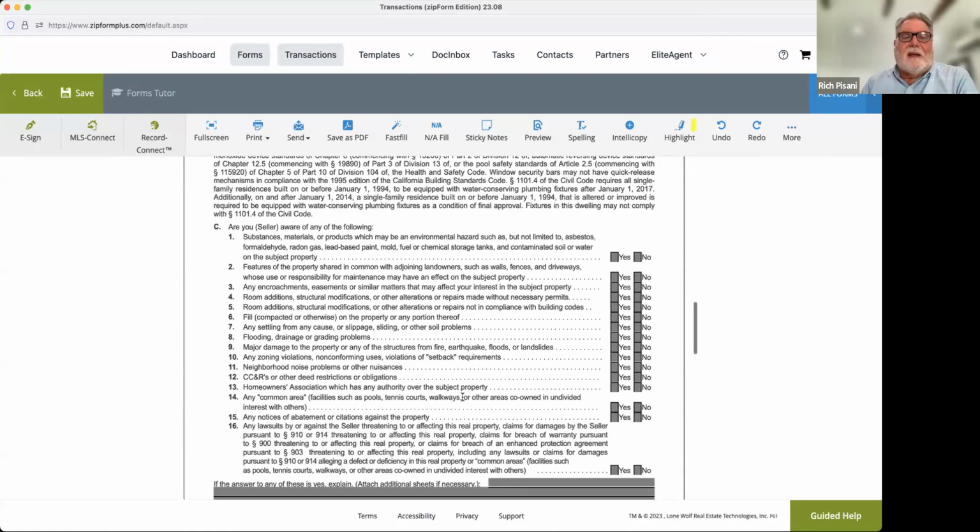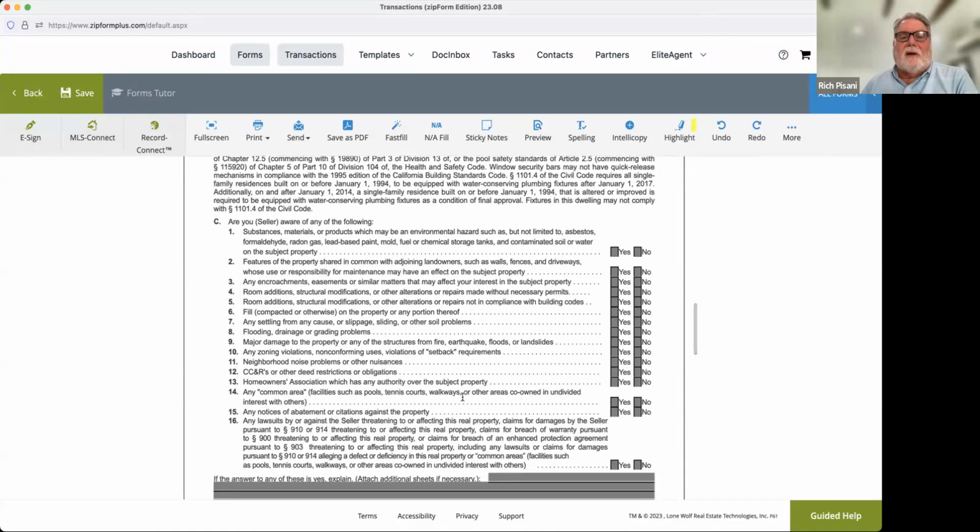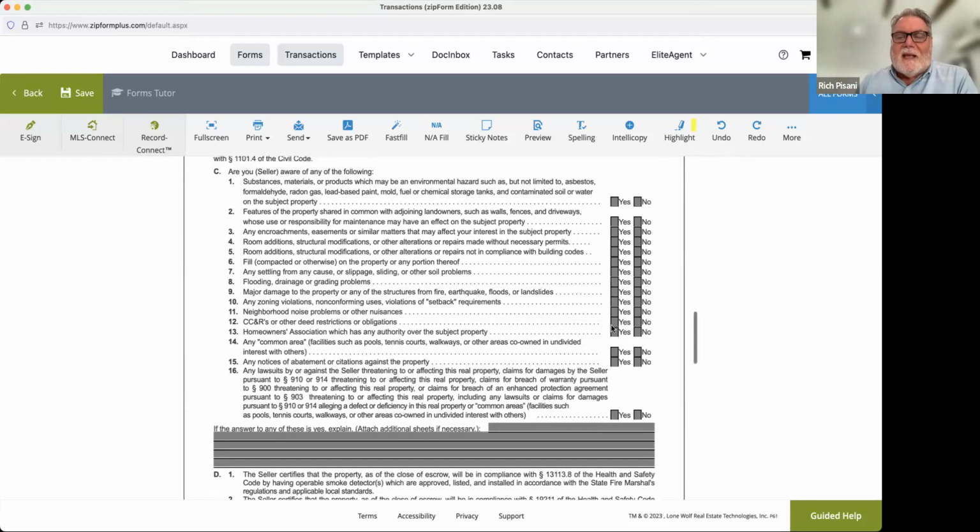And then once again, is the seller aware, and to answer all of these questions? If it's a condo and they have a CC&R, the answer is yes. And if they've answered yes to any of these questions, put an explanation, because there are going to be those agents who are going to say, you answered yes, you need to have an explanation.